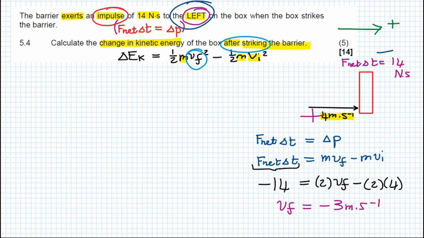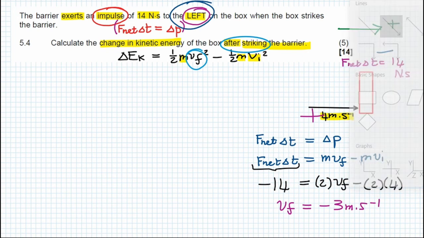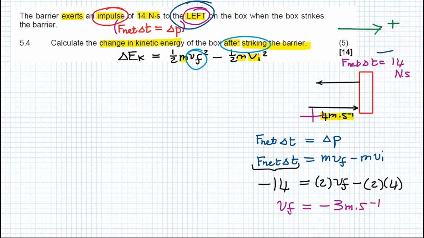That is its velocity. So that means that after hitting the barrier, the object is going to move at 3 meters per second towards the left. That is what is going to happen. So now we have all of the information that we need to calculate the change in kinetic energy. So we can substitute values into this formula. We have half the mass of the object multiplied by, I'm going to substitute negative 3 into this formula.